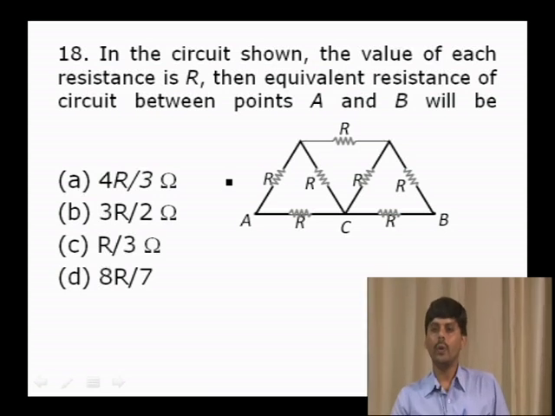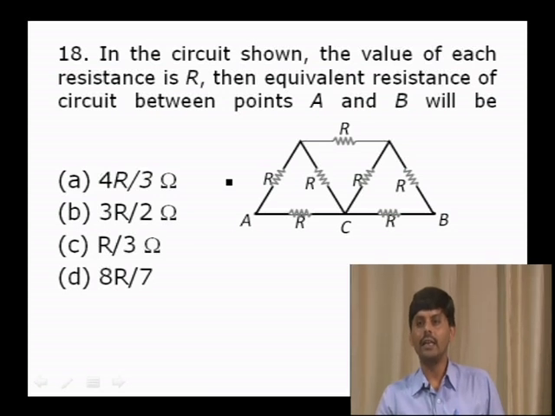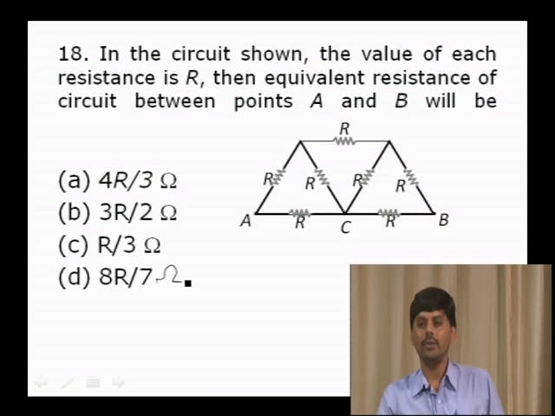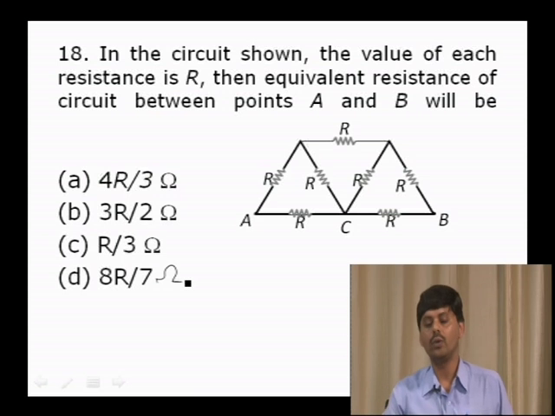In the circuit shown, the value of each resistor is R. They were not providing the value of the resistor, they were given R. Then the equivalent resistance in the circuit between the points A and B will be: option A, 4R by 3 ohm; option B, 3R by 2 ohm; option C, R by 3 ohm; option D, 8R by 7 ohm. This problem is very simple. There are 3 different ways to solve this problem.